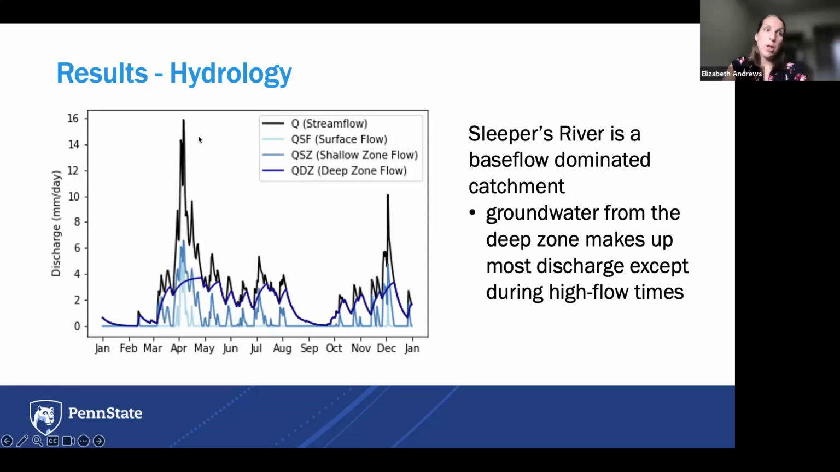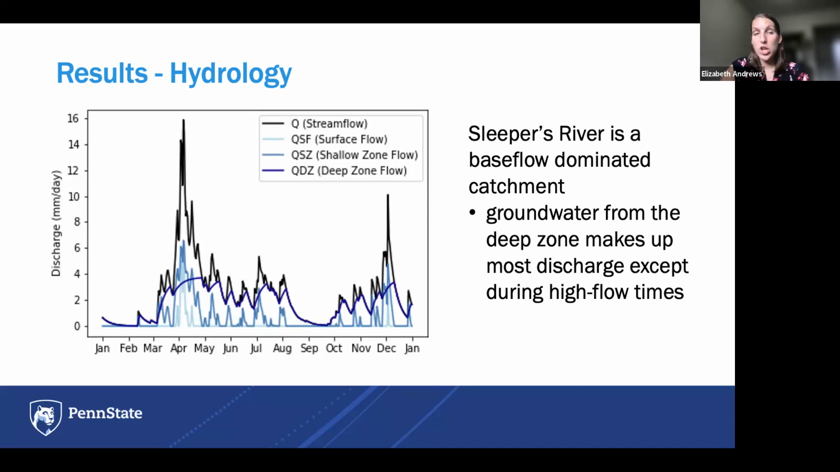So we have a plot of discharge on the y-axis and time on the x-axis. And this is for 1 year because we have constant hydrology. We've just repeated the precipitation and the evapotranspiration for as many years in the simulation as the simulation called for. So we have 4 different outputs in the model. We have total discharge, the stream flow, that black line.